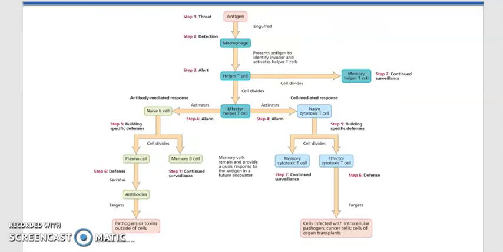So this is a nice summary flowchart of our immune response and how that works. And this is where we're going to start on our next part of our video lecture series. So this will be the start of part 5.